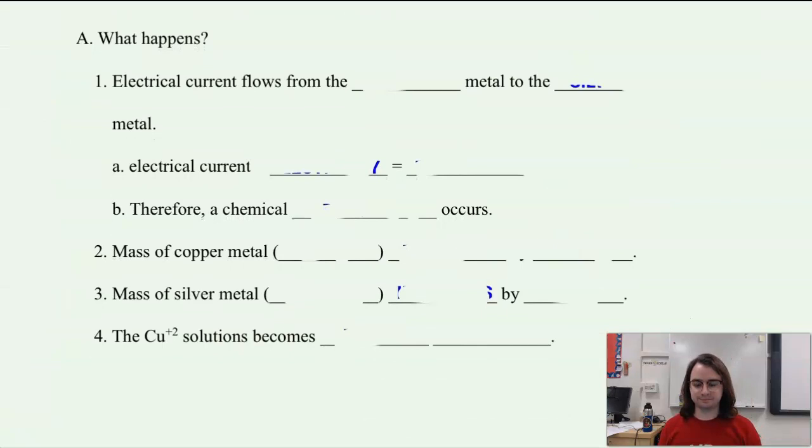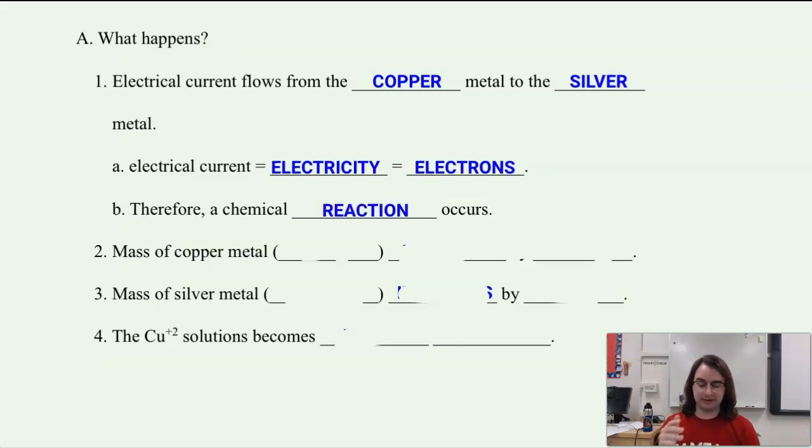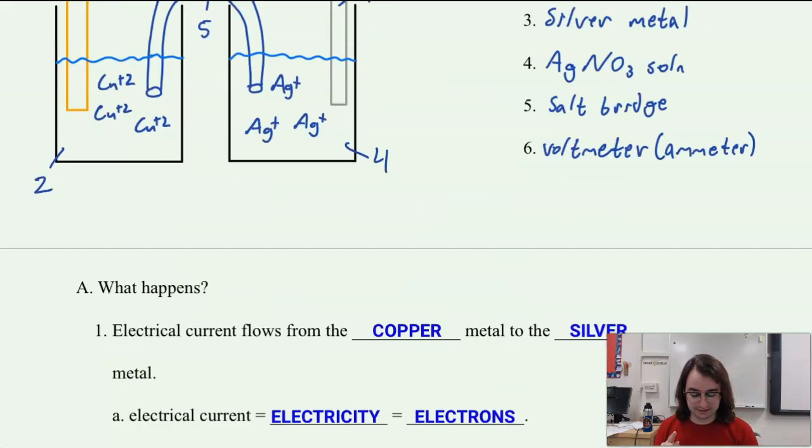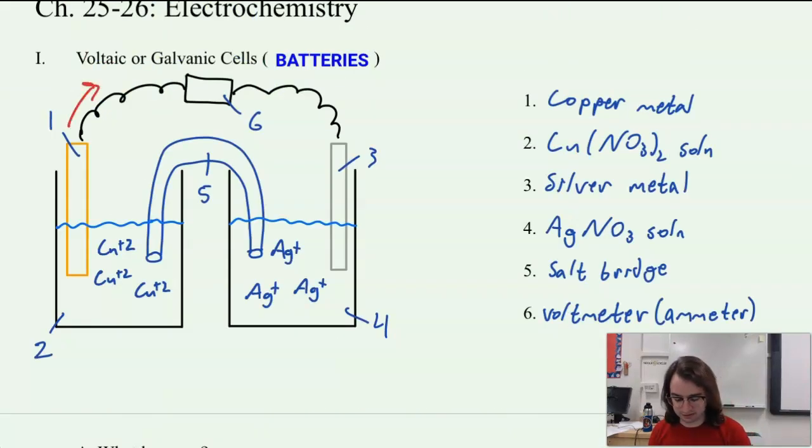So, what's happening? Electrical current is flowing from the copper metal to the silver metal. Electrical current can also be defined as electricity, and as you might remember previously in the class, electricity is just electron flow. So we're talking about a transfer of electrons from the copper to the silver, which must be a chemical reaction. Let's label the direction of our electrons. I'm going to put arrows like this, and say my electrons are flowing from the copper to the silver. That's the direction of the electron flow.